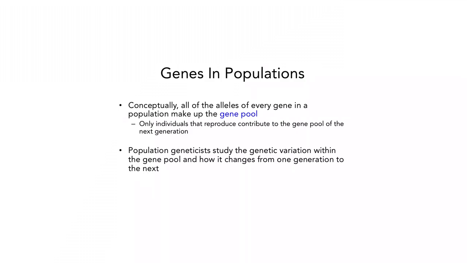So when we're talking about genes and populations, conceptually, what we're focusing on are all the alleles of every gene in that population, and those make up the gene pool. Sometimes you'll hear people say, "you out of the gene pool." That means they're not going to be reproducing anymore, not just that you might want them gone. In this case, reproduction is critical. Those individuals that reproduce are going to contribute to the gene pool of the next generation, so we're always thinking about the next generation.